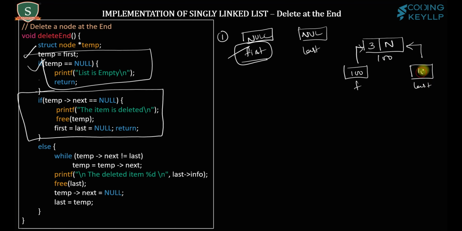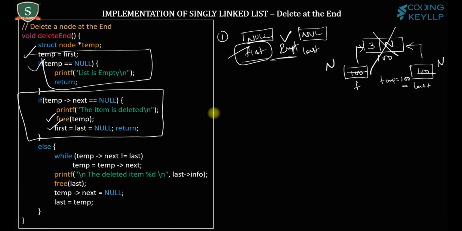And what we are doing here: temporary is equal to first, whose value is 100. The moment you are pointing to 100, what we are doing here is very simple: free temporary of 100. So temporary is equal to 100, that means we free this memory 100. After that we update first and last to null. The moment you update first and last to null, it means we are going back to the same condition where the list is empty.